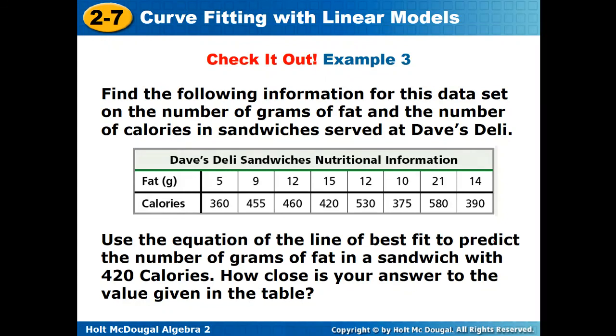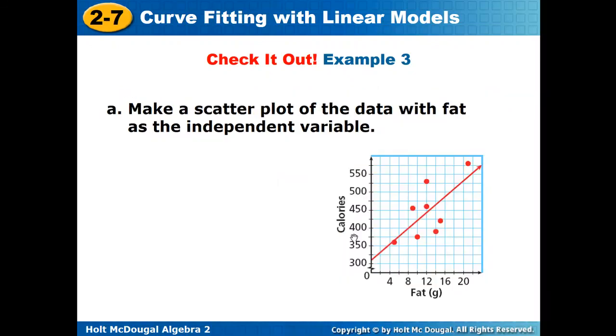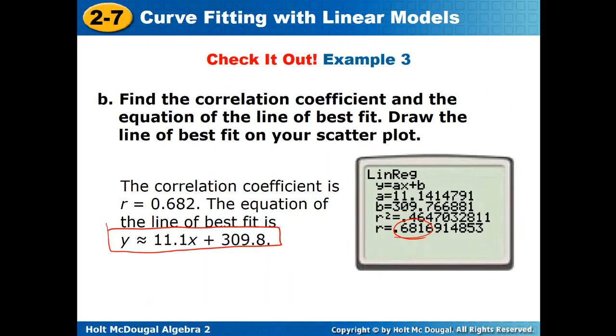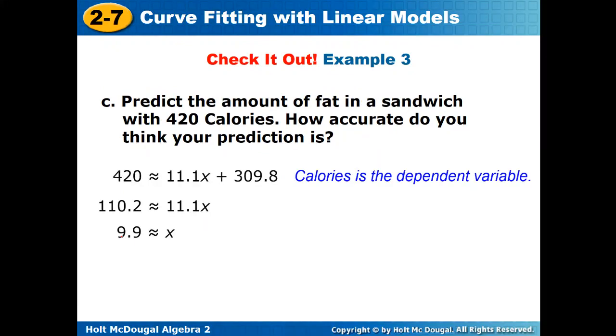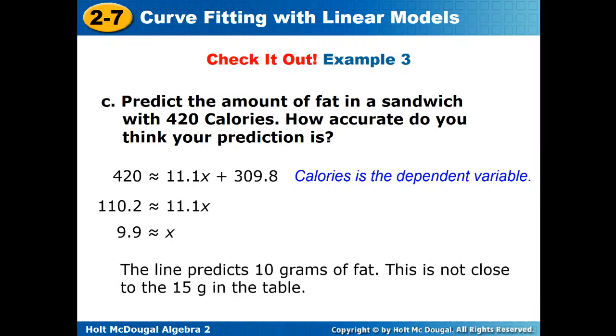All right, and going back just a second, the question said, use the equation of the line of best fit to predict the number of grams of fat in a sandwich with 420 calories. So notice that our fat was the X and the calorie was the Y. So we're going to put this 420 in our equation where the Y goes, and we'll need to solve for X. So putting in 420 and solving for X, we get 9.9. So the line predicts 10 grams of fat.